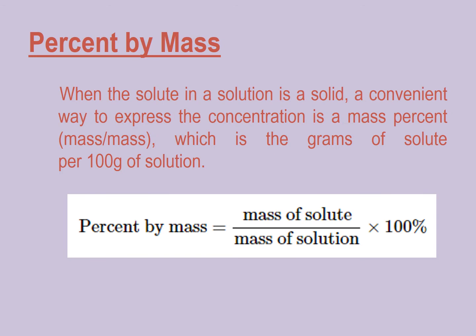When the solute in a solution is a solid, a convenient way to express the concentration is a mass percent, which is the grams of solute per 100 grams of solution. So we can compute for the percent by mass by using the following formula. Percent by mass is equal to the mass of solute over the mass of the solution times 100%.